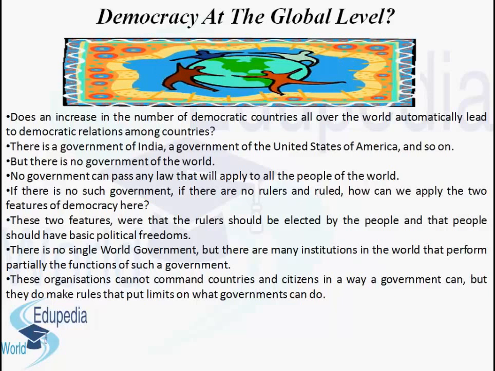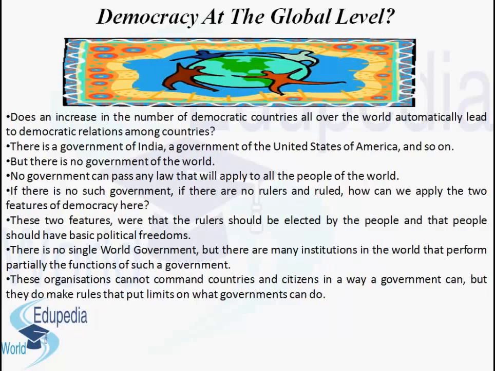The democratic government of a particular country can make laws or pass laws for that particular country. But what about the other country? Can an Indian democratic government pass a law for Pakistan? No, it's not like that. No particular government of a country can pass any law for other countries. They don't have these rights.